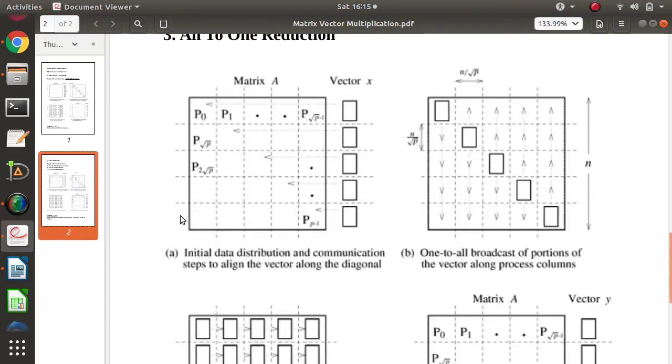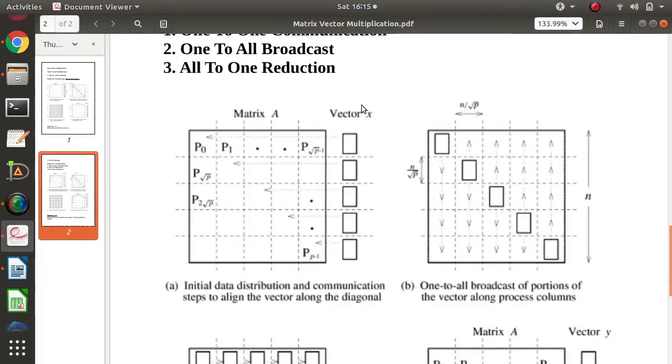Now see this vector. We will assume that the processes which are holding the last column of this matrix also have the vector values. In the sense that whichever process holds this element also has this element. So the processes holding the last column of the matrix are also holding this vector.